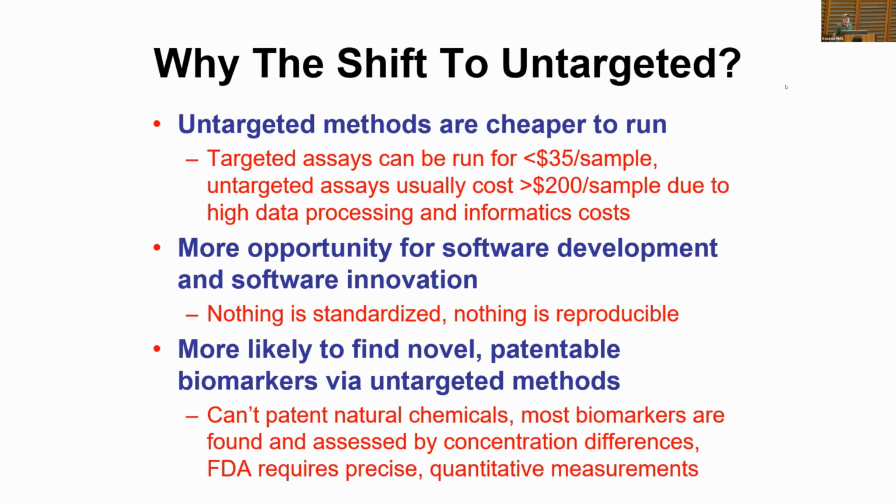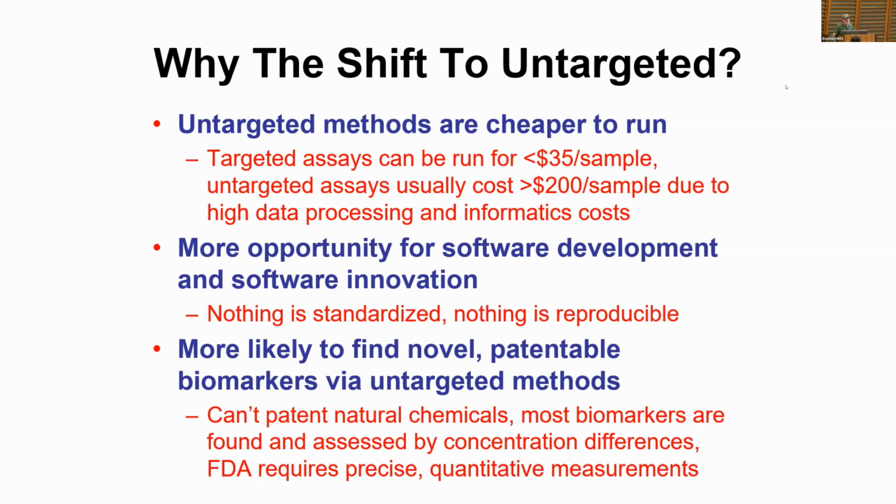Typically targeted assays can be run for as little as $35 a sample. Untargeted assays, because of the costs for high informatics and data processing, typically run a lab or commercial facilities about $200 per sample. And one of the drivers, and I'm just as guilty as anyone else, for moving to untargeted metabolomics is it's fun to write software for it because it's so hard. So I've been involved in creating resources for it, and many people in the field of metabolomics have created resources for untargeted metabolomics. It's great for innovation, but the result is that the field of untargeted metabolomics is not well standardized, and reproducibility is quite poor.